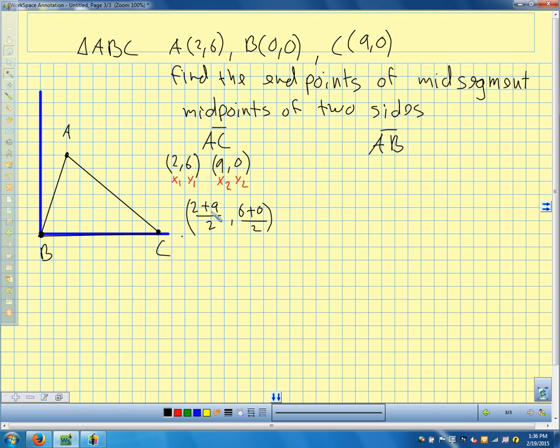2 plus 9 is 11, divided by 2 is 5.5, comma 6 plus 0 is 6, divided by 2 is 3. So the midpoint of that segment is over 1, 2, 3, 4, 5 and a half, up 1, 2, 3. Right there.